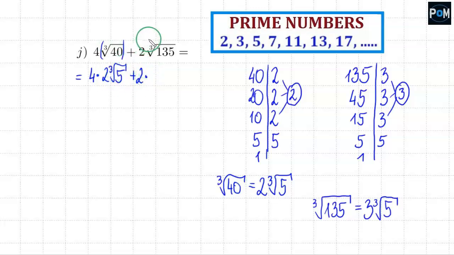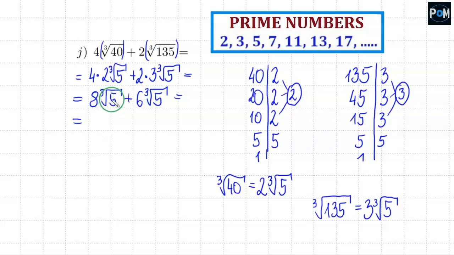Plus 2 multiplied by what I got here from this root, which is 3 cube roots of 5. I multiply what is outside the root, 4 times 2, which makes 8 cube roots of 5. Here outside the root is 2 and 3. Multiplying these gives 6 cube roots of 5. And now I can add them because I have identical roots, so they add up. 8 plus 6 gives me 14 cube roots of 5.